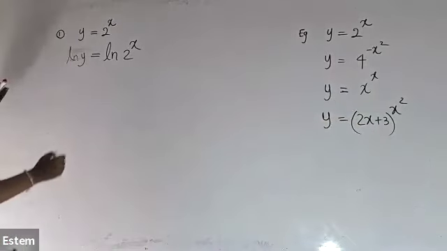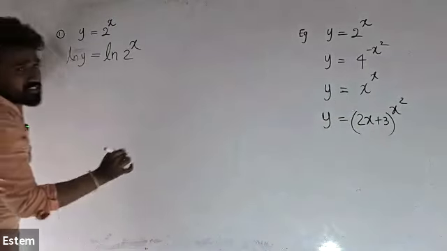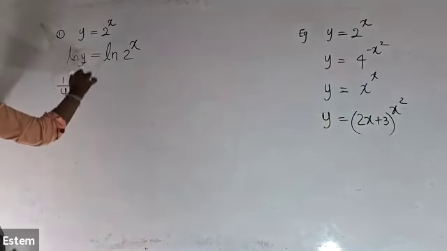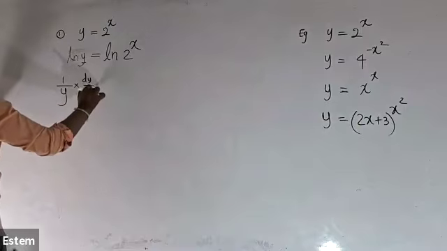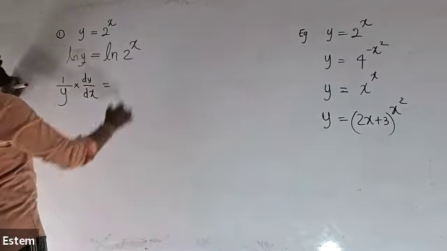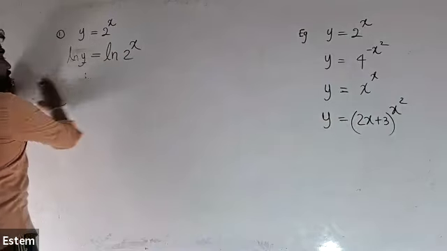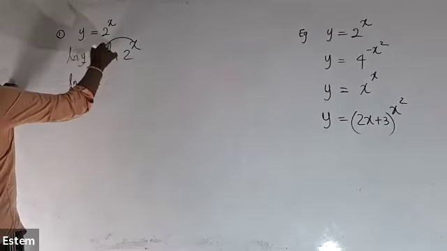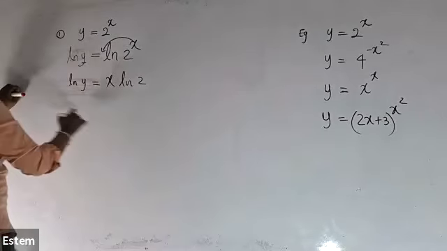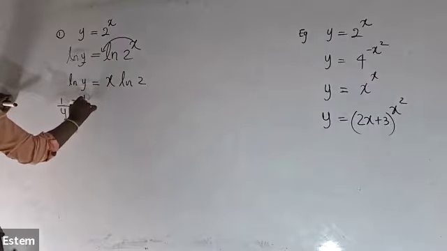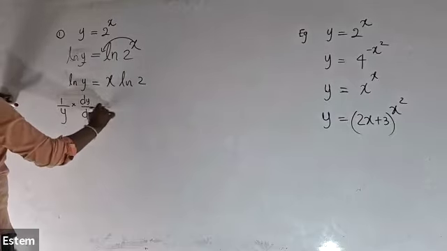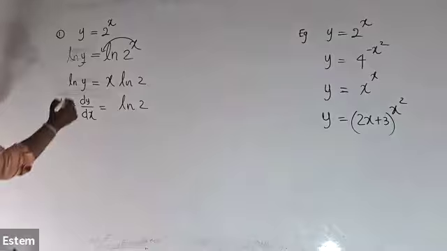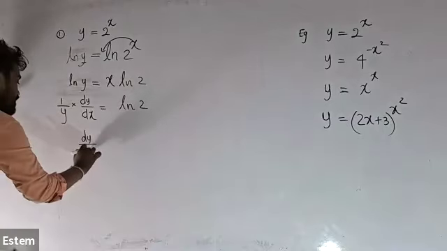Okay, now we can differentiate ln y. The differentiation of ln y is 1 over y times dy over dx. Before that, we have to simplify: we should get x ln 2. Now we can differentiate: 1 over y dy over dx equals ln 2, because the differentiation of x is 1. Now dy over dx is the answer that we want to get.